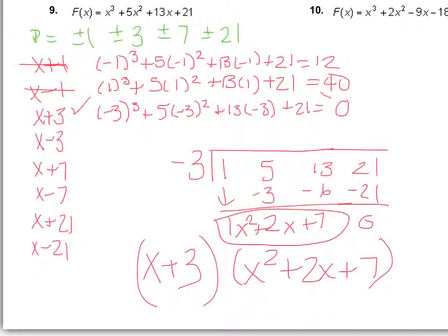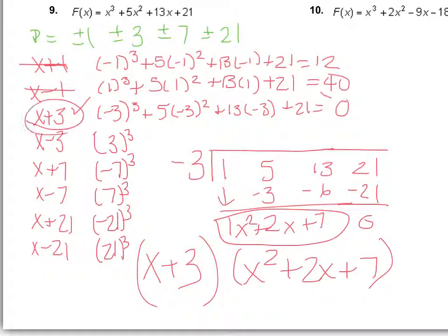You could have continued to plug in each of these numbers. You could have done 3 cubed and plugged in 3, then negative 7 cubed and plugged that in, then positive 7 cubed, then negative 21 cubed, and then positive 21 cubed. And what you would have found is none of the other ones are going to give you 0. The only one that's going to give you 0 is that x plus 3.